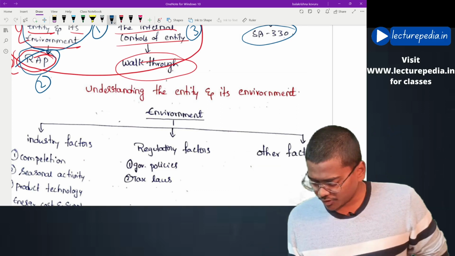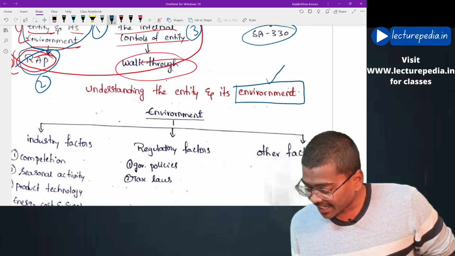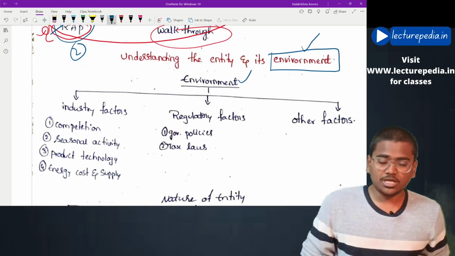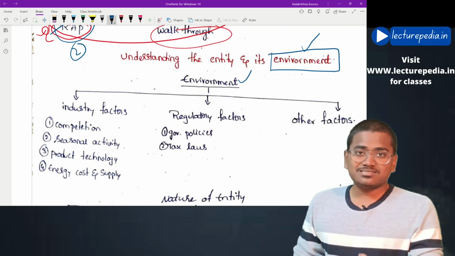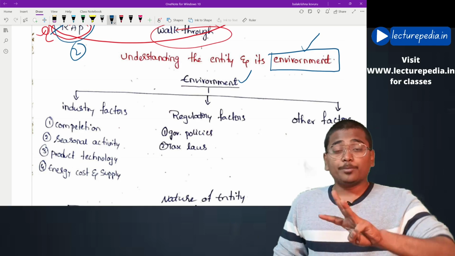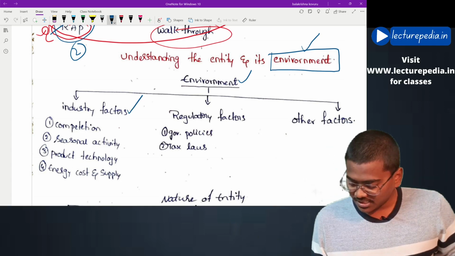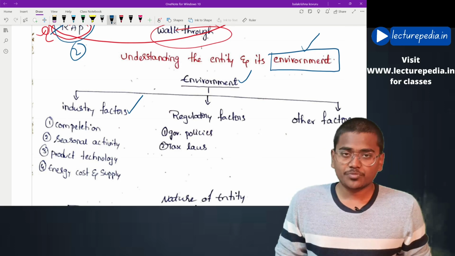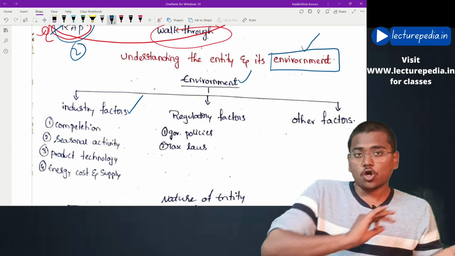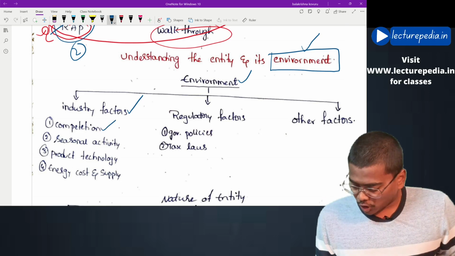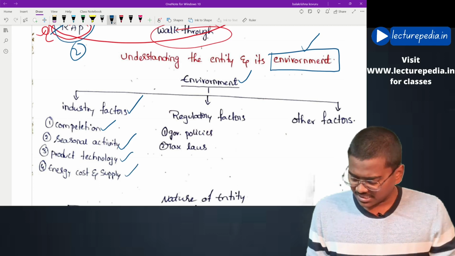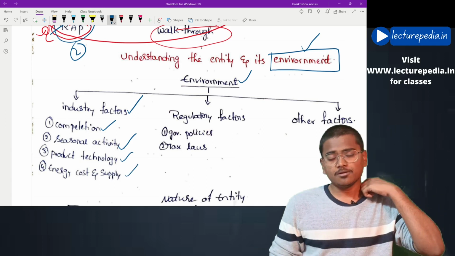Now first of all, let us see how the auditor will obtain understanding of the entity and its environment. First, we will see how the auditor obtains understanding of the environment. Here it can be divided into three factors. While the auditor obtains understanding of the environment in which the entity is operating, he will do so based on three factors. First one, he will understand industry factors, the factors affecting the industry in which the entity is operating. Under this he will consider competition present in that industry, seasonal activity of the industry, product and technology, and energy cost and supply. There are various other examples given that you can go through.